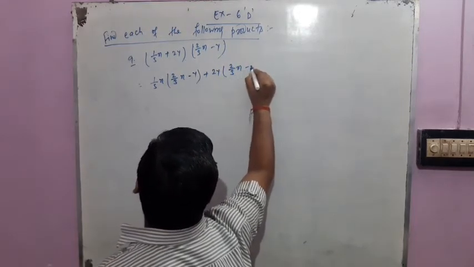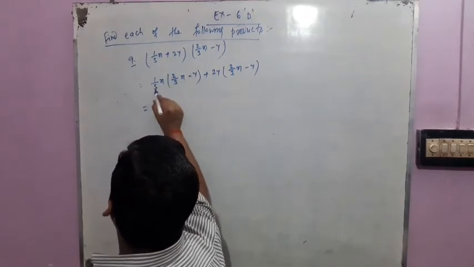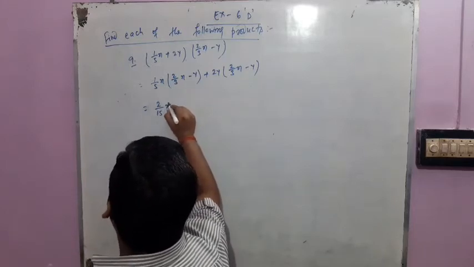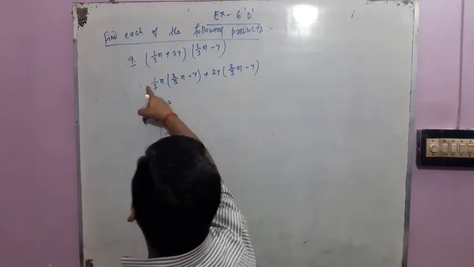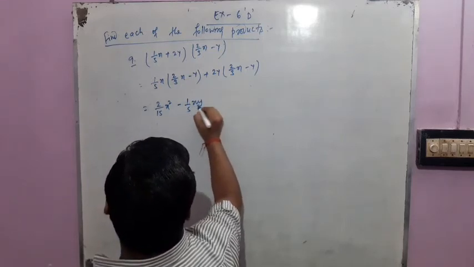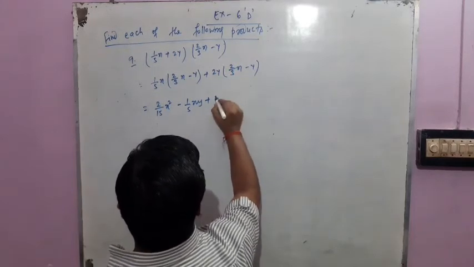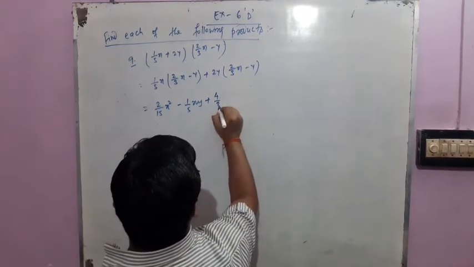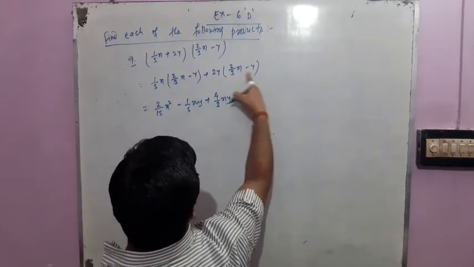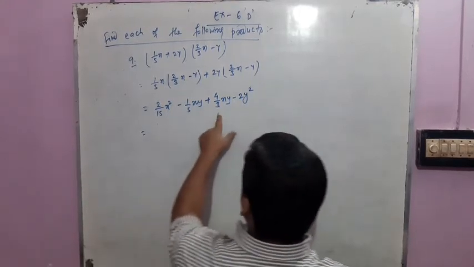Now 2 ones are 2 and 5 threes are 15, so 2/15. Now x into x is x square. Again here, plus minus 1/5 and that is xy. Now plus here, 2 twos are 4, so 4/3 xy. Plus minus here, 2y into y is 2y square. Now we have to solve these two terms here.